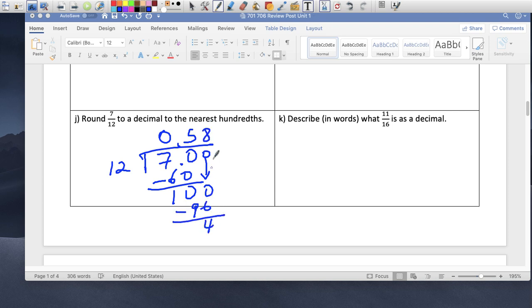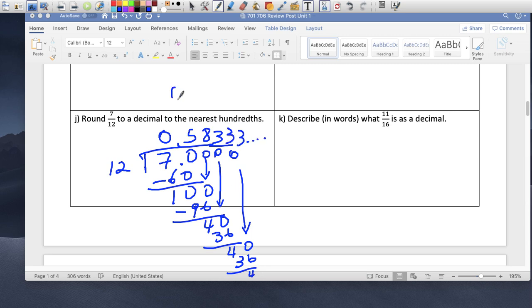Subtract, 4 left over. Bring a 0 down. 12 goes into 40 3 times, which is 36. 4 left over again, and you can tell now that it's going to be another 3. So it's going to be 0.583 with a 3 repeating forever, and you should write your answer like this. That gives you a full point. Nothing else but that.